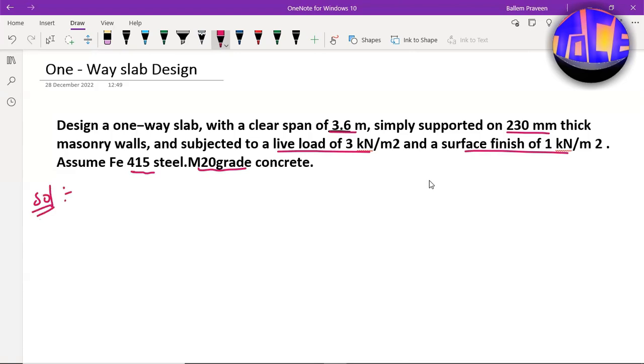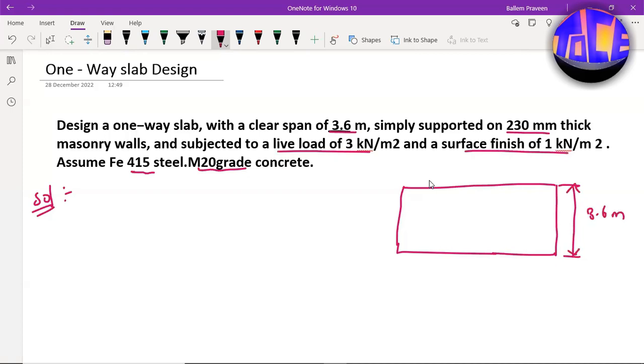Usually for one-way slabs we design with respect to the shorter span. That's the reason he has provided only one direction, only the shorter span, which is 3.6 meters. You need not have the longer span. Even you need not determine whether this is a one-way slab or a two-way slab, because in the question itself he has mentioned that it is a one-way slab, right?